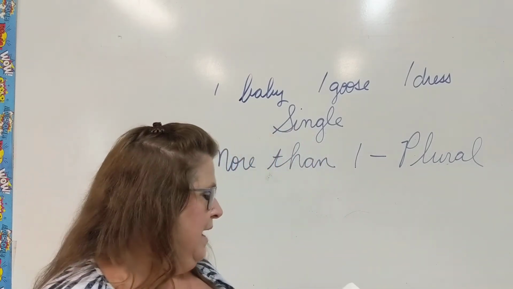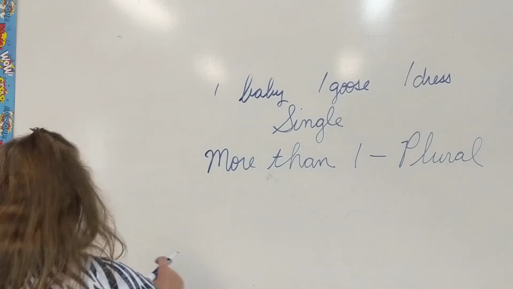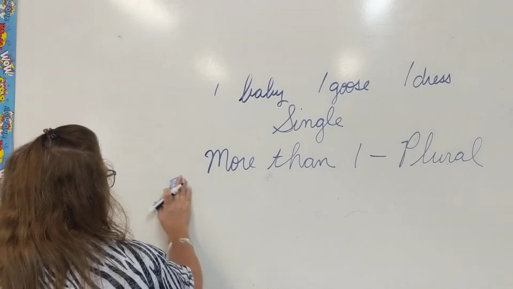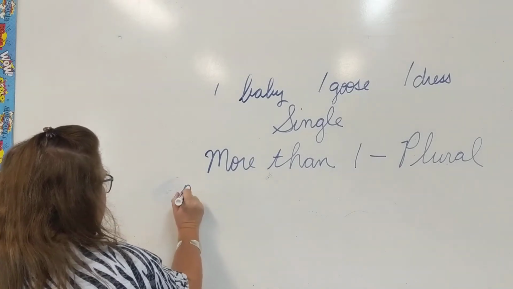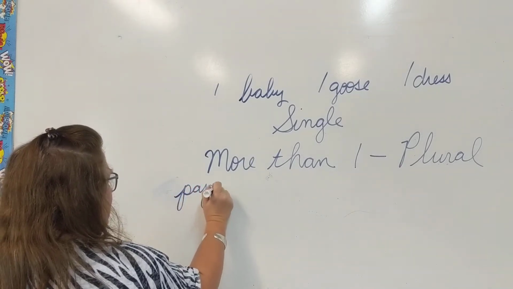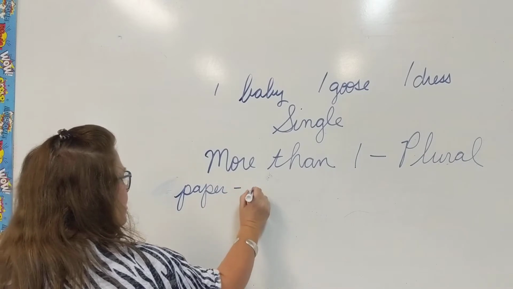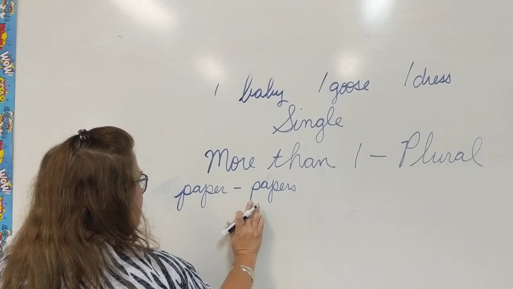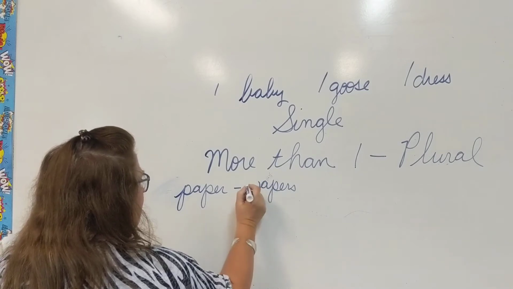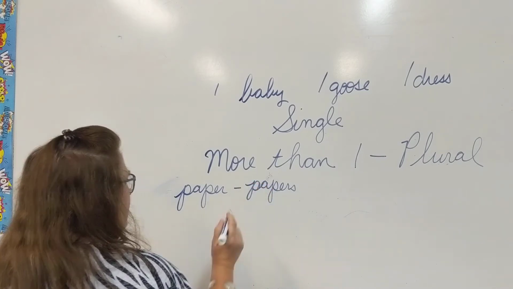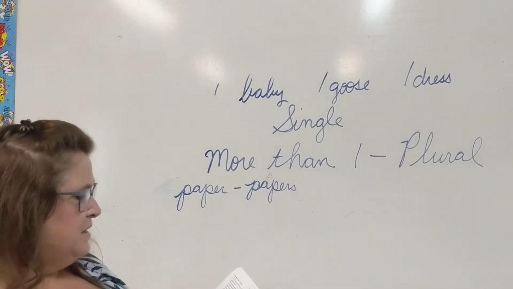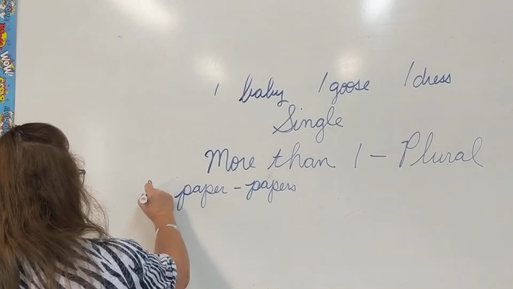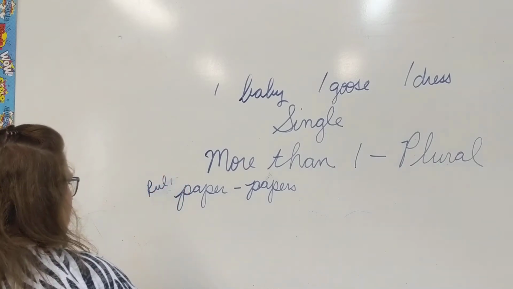So if we have the word paper, most words are made plural simply by just adding an S to them. So paper becomes plural just by putting an S on the end of it. Papers, and I did not make that P correctly at all. So we make paper plural by simply adding an S, papers. That is rule number 1. That is the first rule.